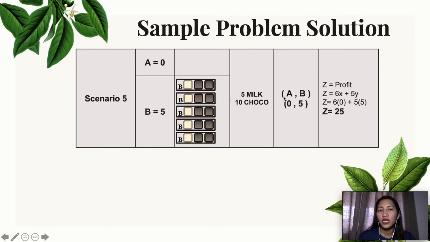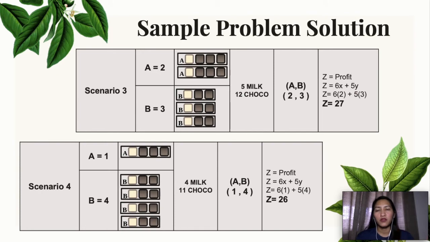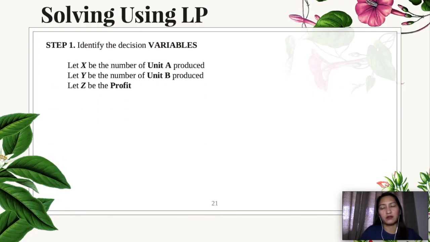So, kung 0 na A at 5 B, ang profit natin ay 25 pesos. So, obviously, kung ito yung gagamitin natin na method, ang ating optimum value for our variables X and Y or A and B is 2 and 3. Ang na-maximize natin yung profit, which is Z, ay 27 pesos. So, that's what linear programming is all about. You can do that using process in linear programming. So, this is the step 1 in that process.